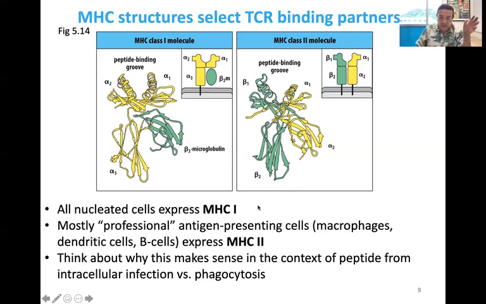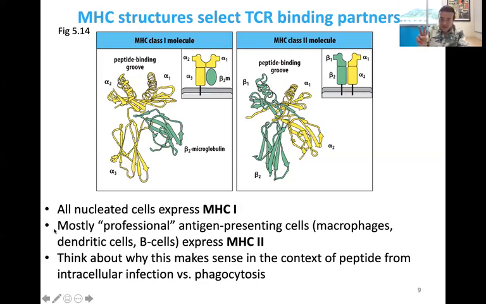All nucleated cells in our body express MHC type 1, right? And that kind of makes sense if you think about the fact that for all nucleated cells in our body, there is a chance that the cell could be infected by something from the outside, like a pathogen. So all cells in our body, with the exception of certain cells like red blood cells that don't really have a nucleus, have MHC1 on their surface, ready to present the red dot if there's a red dot coming from inside the cell.